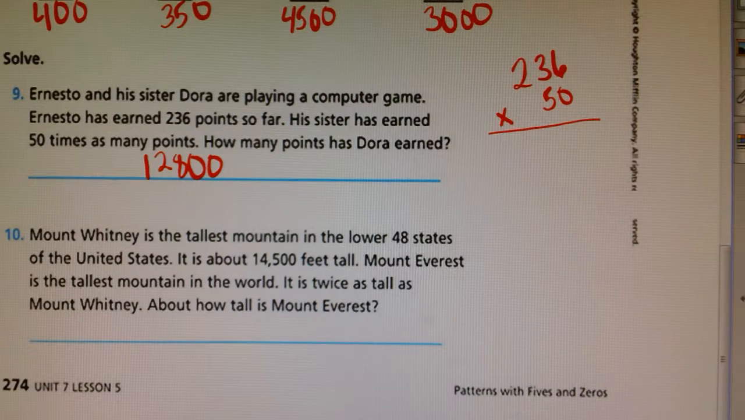Then looking at number 10, it says Mount Whitney is the tallest mountain in the lower 48 states of the United States. It's about 14,500 feet tall. Mount Everest is the tallest mountain in the world. It's twice as tall as Mount Whitney. How tall is Mount Everest? Well, all you're going to do is double 14,500. So you choose. You could add. You could multiply by 2. Okay, pause video. Try that one out.